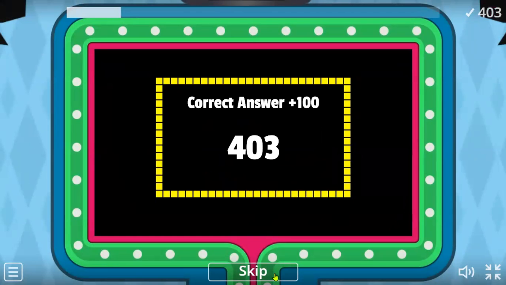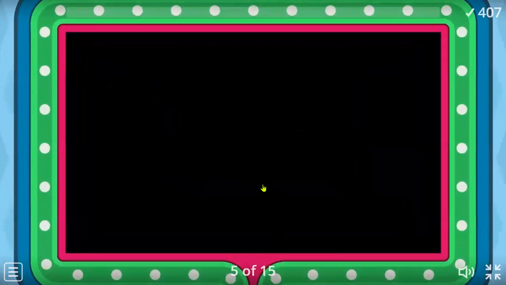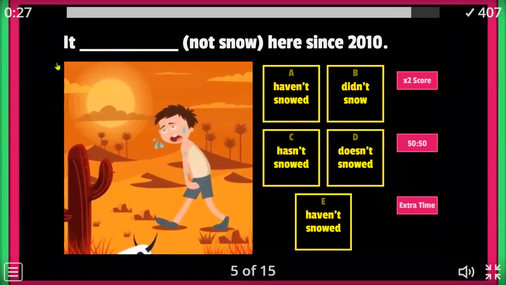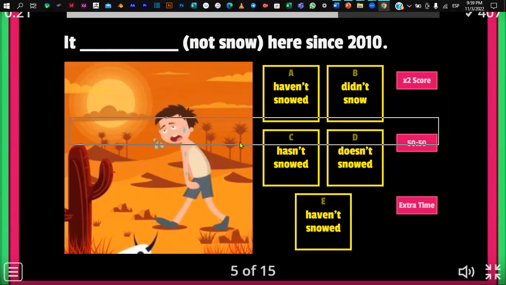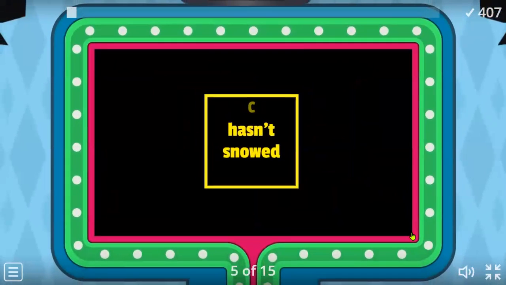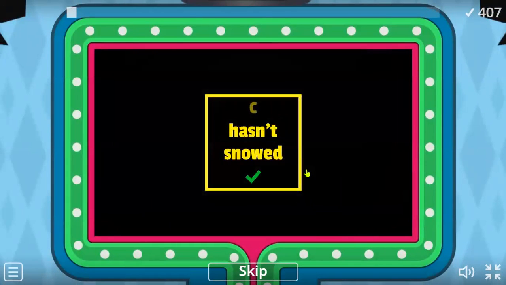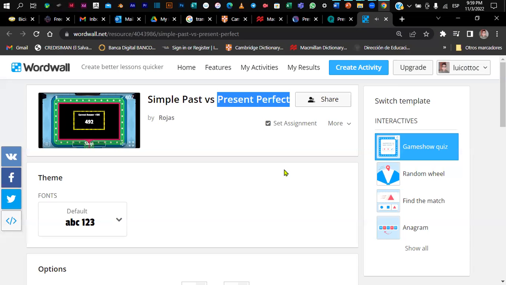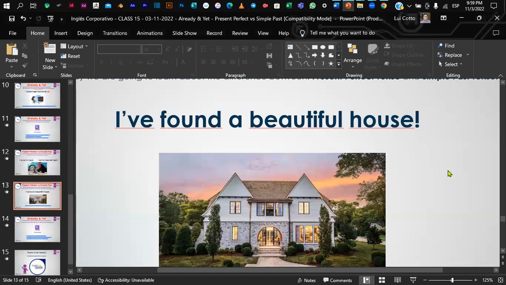Okay, and the last one. Let's see the last one. It's not snow. Okay, this means that it is negative. Letter A. Letter C. Hasn't, right? Because haven't is for plural. Yes. Letter C. Correct. Okay, good. Almost, casi correct. Okay, no problem.